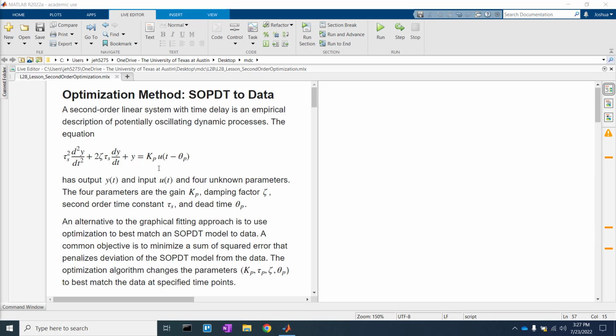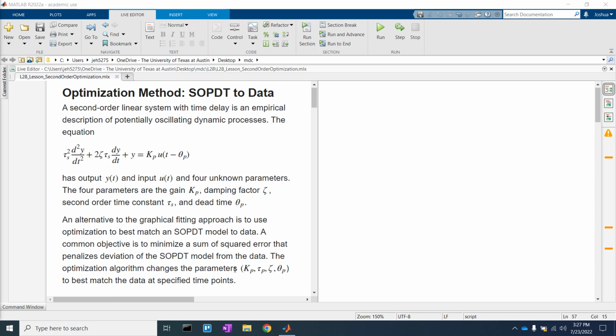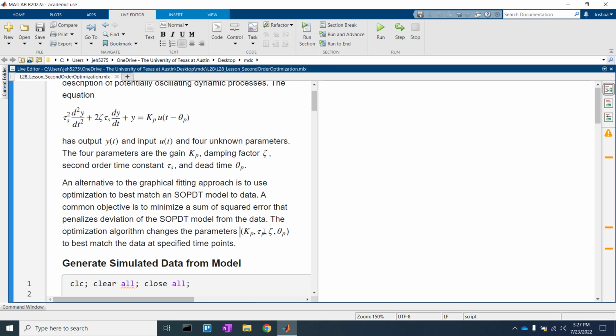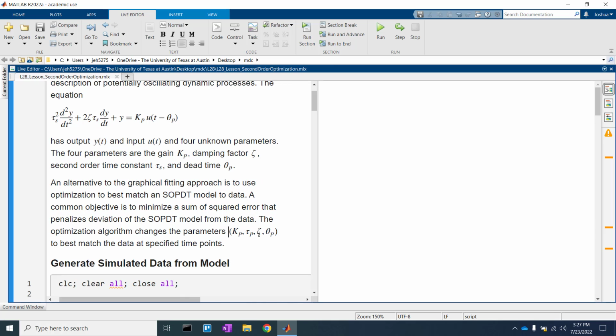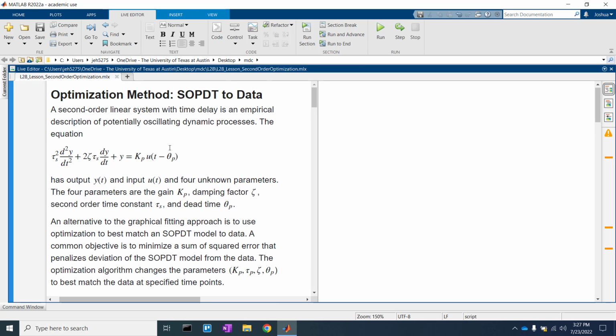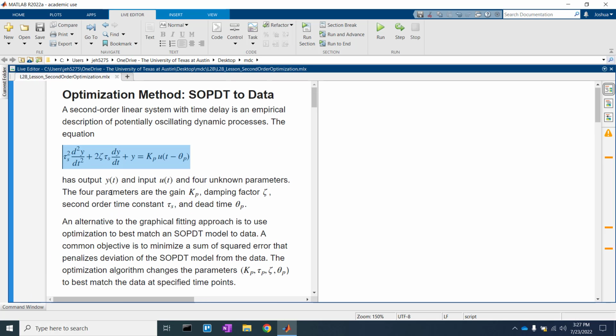In this lesson, we're going to talk about optimizing our SOPDT fit to data. If you remember our first order plus dead time equation, we had three constants. Here we have four: Kp, tau p, or actually tau s if we're being honest, zeta, and our dead time. All these combine in this equation right here.